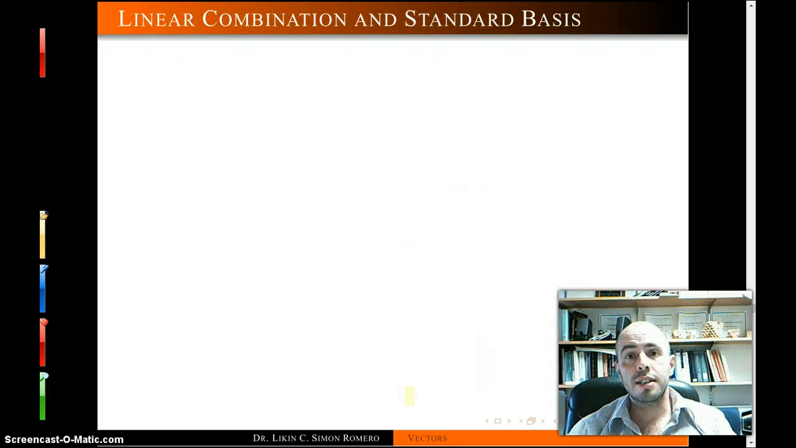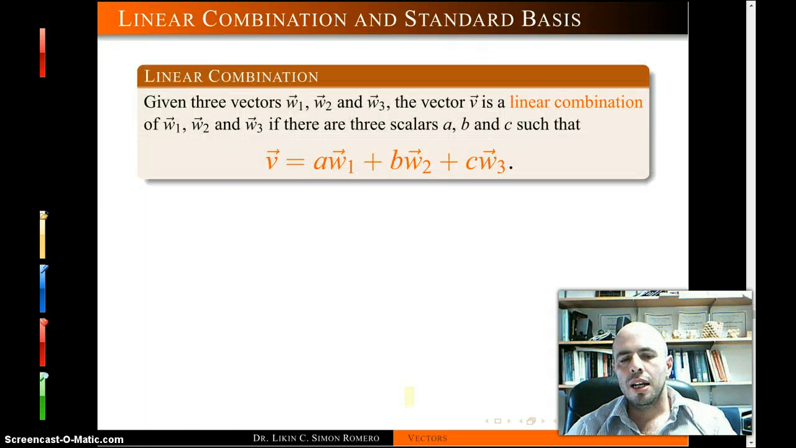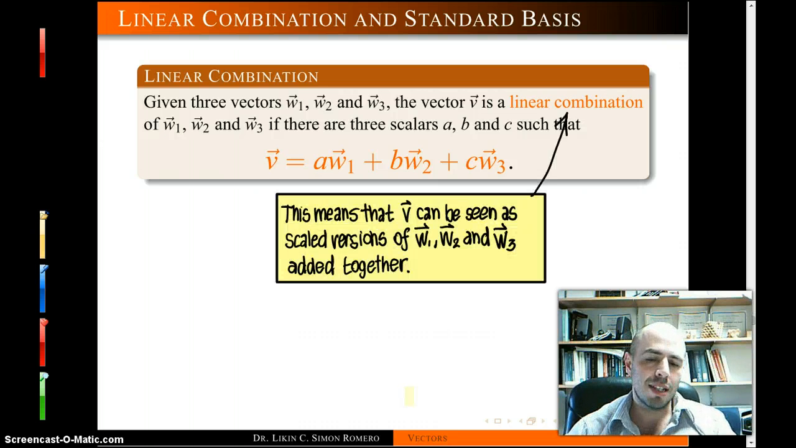Linear combination and standard basis. Given three vectors w1, w2, and w3, the vector b is a linear combination of w1, w2, and w3 if there are three scalars a, b, and c such that b is equal to a w1 plus b w2 plus c w3. In other words, b can be seen as a sum of scaled versions of w1, w2, and w3.